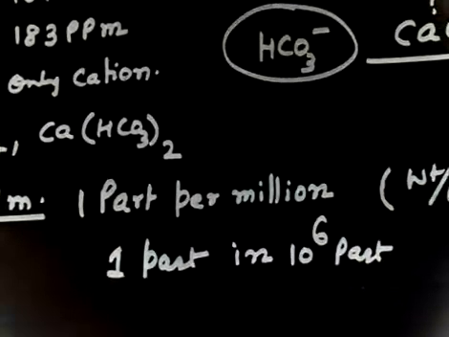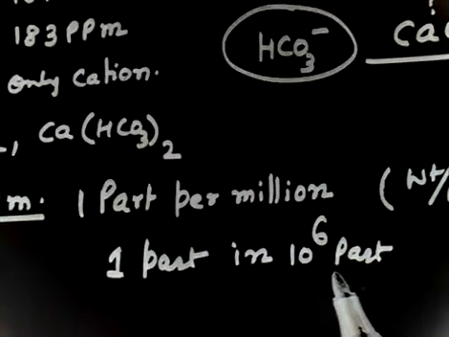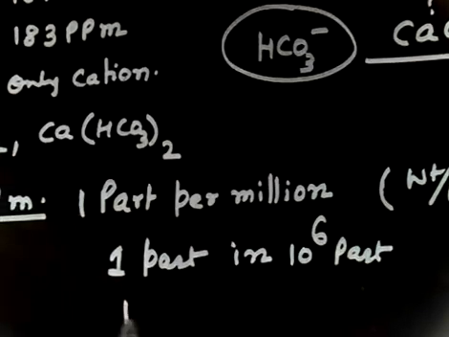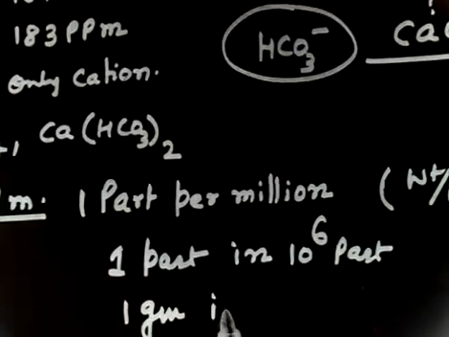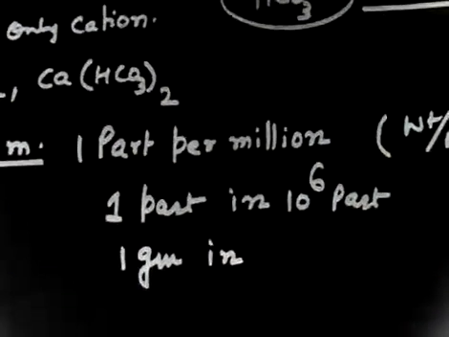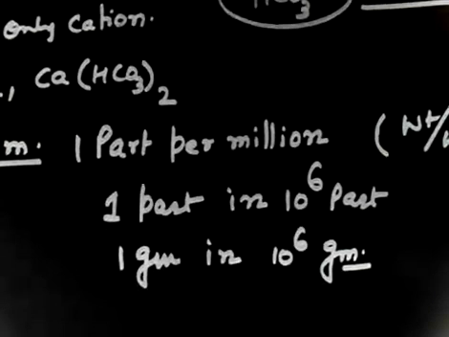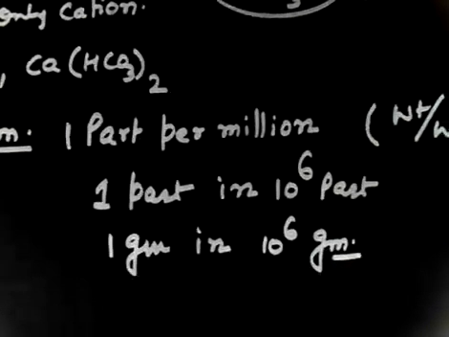So if you have 10 to the power 6 gram of something, you will have that component as 1 gram, because this is weight by weight. So I can say 1 gram in 10 to the power 6 gram. This is the meaning of part per million, weight by weight.